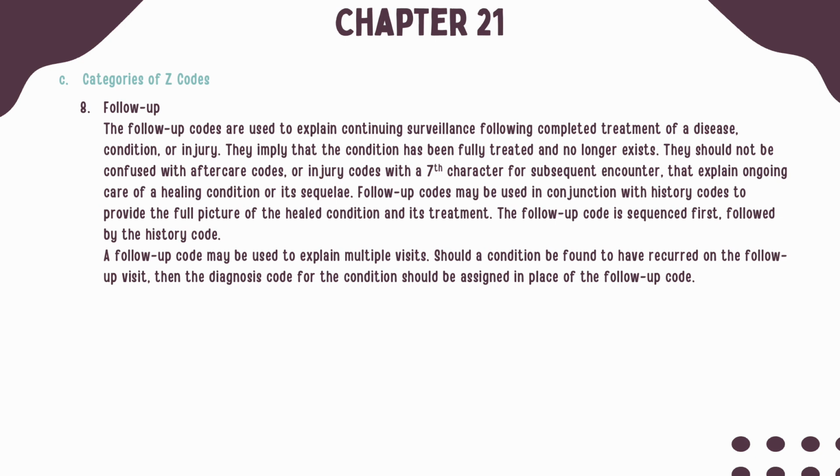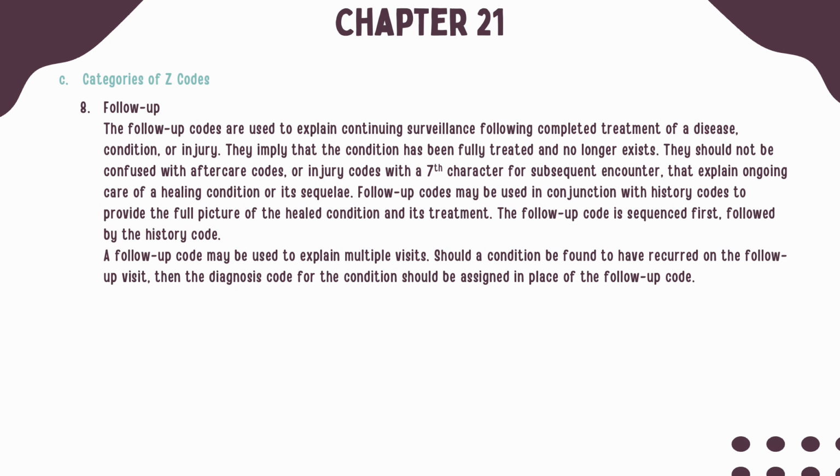Follow-up codes are used to explain continuing surveillance following your completed treatment of a disease, condition, or injury. They imply that the condition has been fully treated and no longer exists. Be careful, as these follow-up codes should not be confused with aftercare codes or injury codes with a seventh character for subsequent encounter. Follow-up codes can be used together with history codes to provide the full picture of a healed condition and its treatment. The follow-up code should be sequenced first, following the history code.